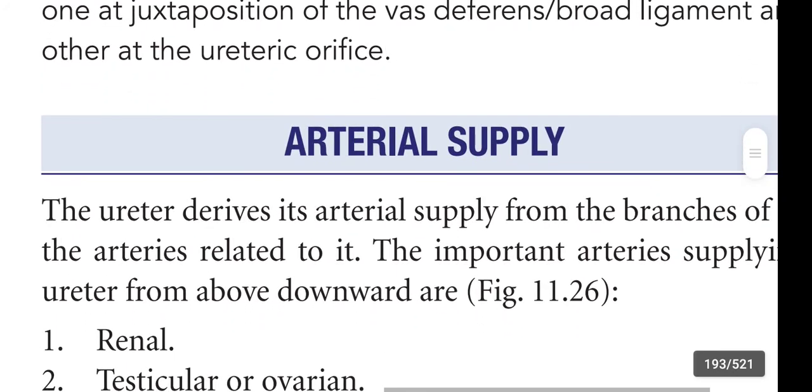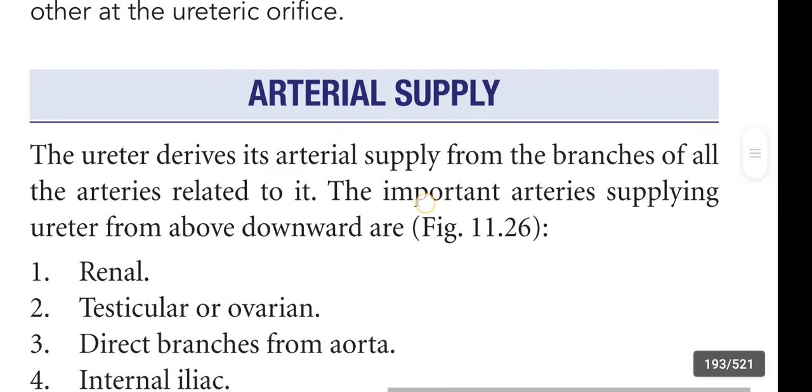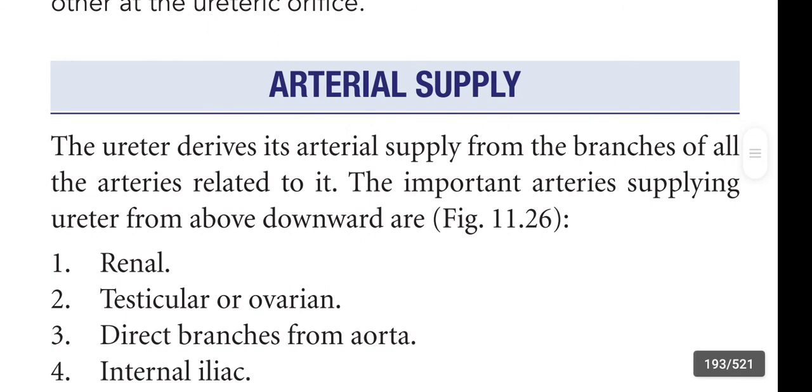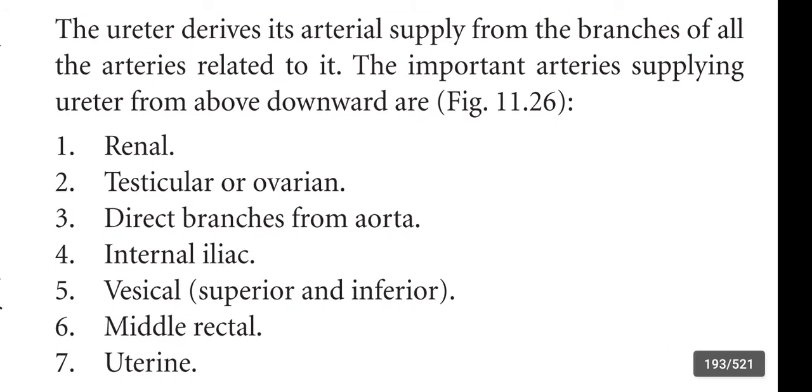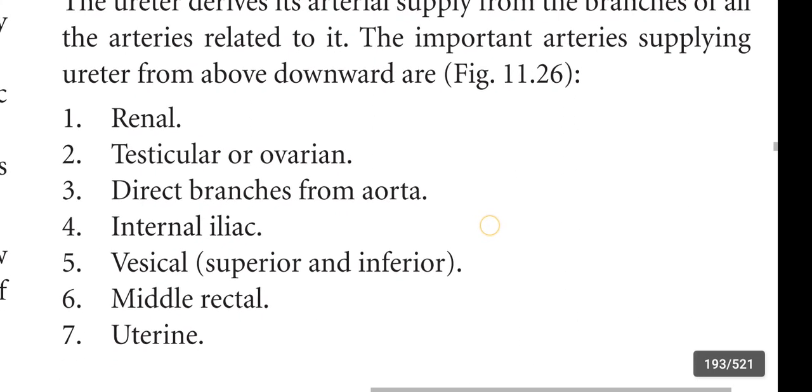Next, arterial supply of the ureter. The ureter derives its arterial supply from the branches of all the arteries related to it. The important arteries supplying the ureter from above downward are renal, testicular or ovarian, direct branches from the aorta, internal iliac, vesical, that is superior and inferior, middle rectal, and uterine.